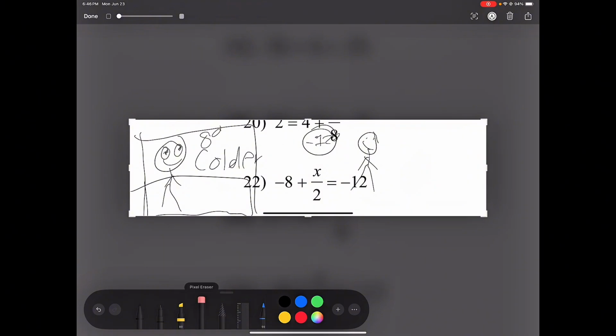So let's see what we got here. We are going to add 8 to -12, so that gives us x over 2 is equal to -4, and then you multiply by 2, and x is equal to -8. So you dropped 8 degrees total.